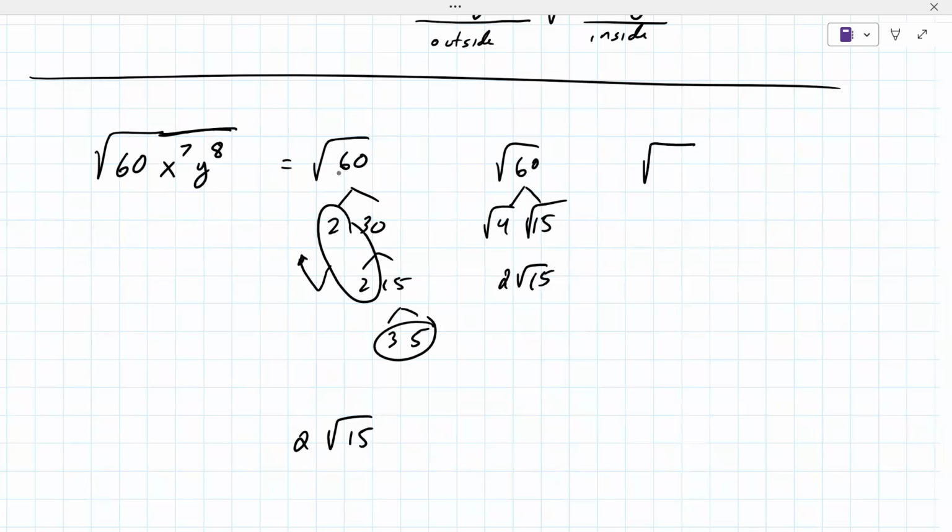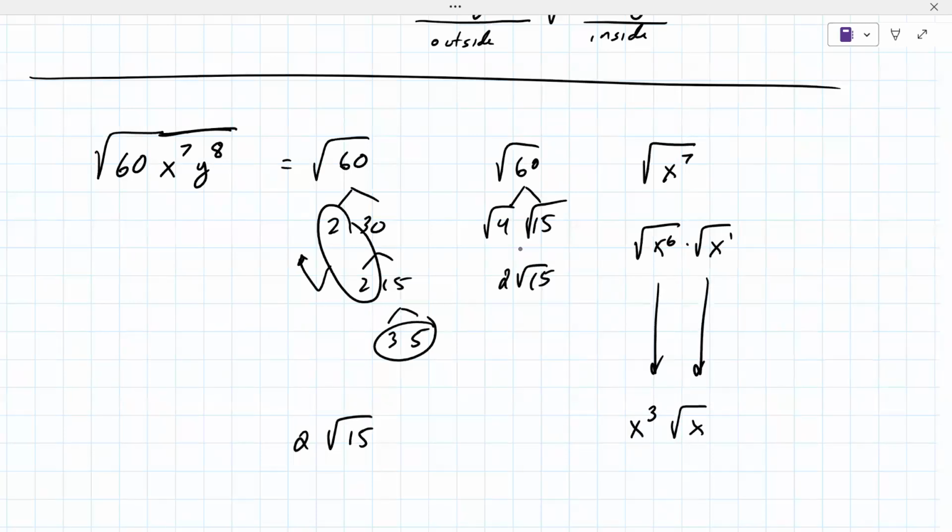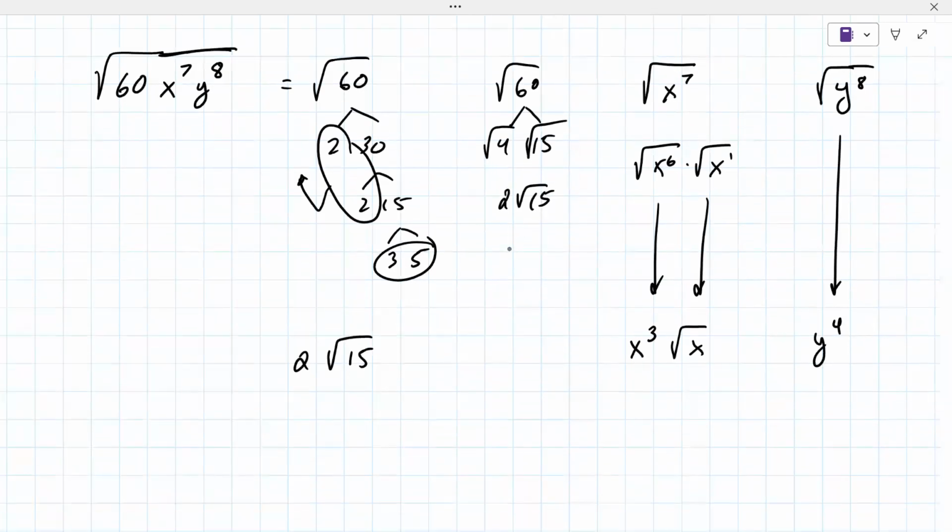Now, the square root of x to the seventh, I was giving you one odd, one even, basically. So this is really the square root of x to the sixth times the square root of x to the one. And so the x to the sixth gets cut in half. This becomes x cubed square root of x. And then the square root of y to the eighth, because it's even, it just becomes y to the fourth. And then, like you said, you pair up the stuff that's outside. So you got a 2x cubed y to the fourth square root of 15x.